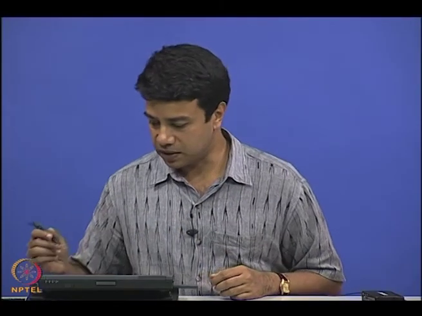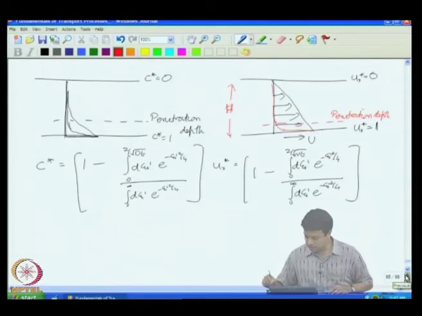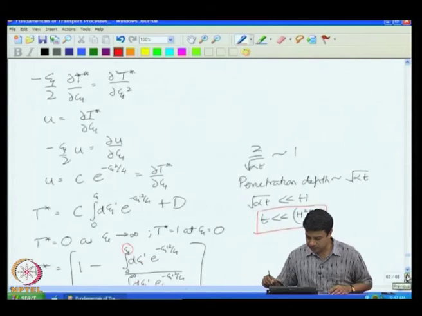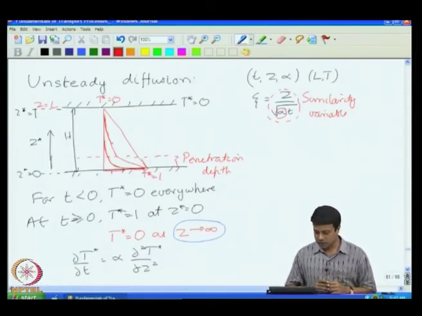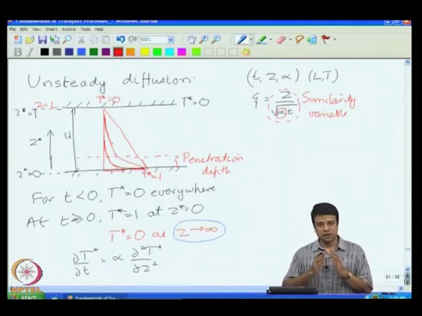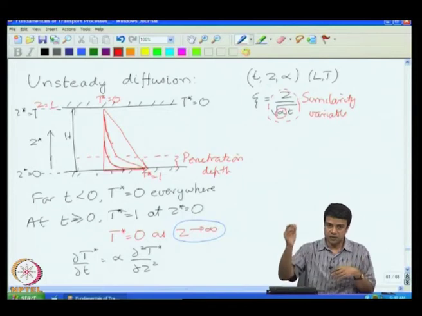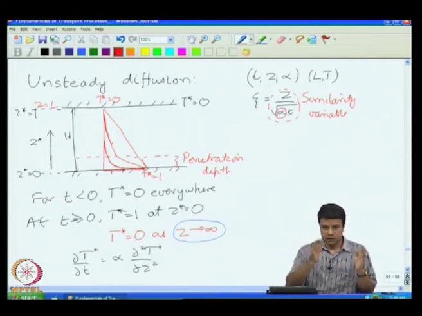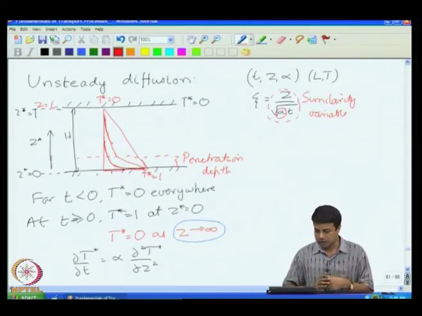I will briefly review before we leave what we did in the present class. The solution procedure that we used was what is called the similarity solution. That similarity solution, in this case, works only when there are no length or time scales in the problem. I had an unsteady problem. At z equal to 0, I had a boundary condition, and I had another boundary condition as z goes to infinity, and an initial condition at t equal to 0. There were no length or time scales in this problem.